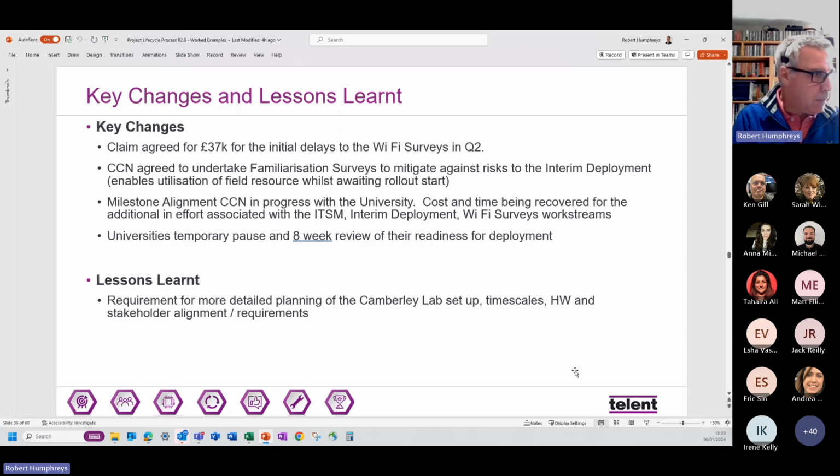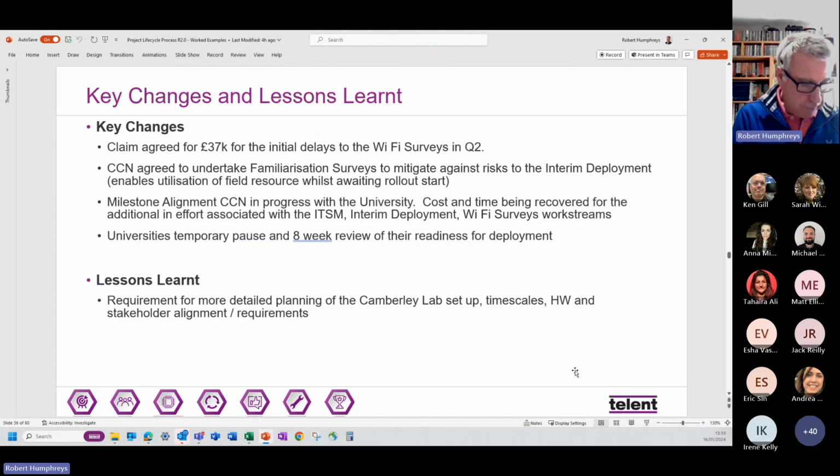In this case, there's been a number of CCNs that have been raised. Let's go through what each of those are. What's the impact on the project? What have we done about it? But also, just as importantly, what are the lessons that we've learned and how can they be applied to the next stage of the project as we go through? And also, what can be shared with a wider audience?